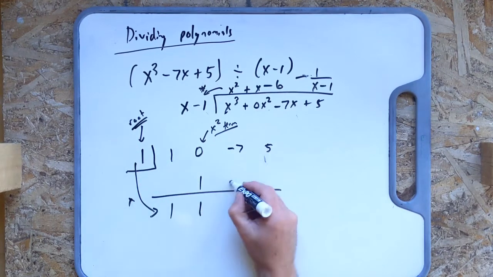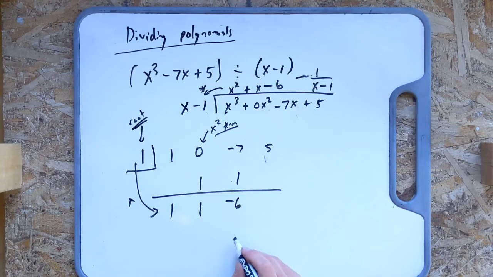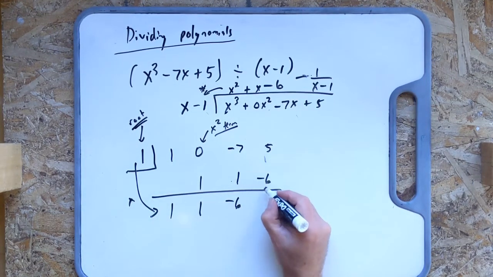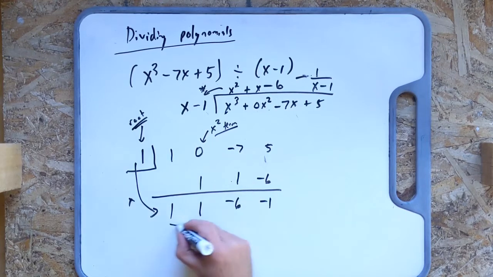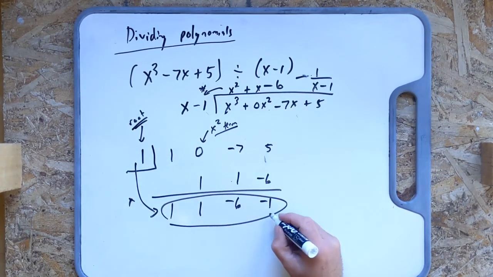Repeat it. 1 times 1 is 1. Negative 7 plus 1 is negative 6, right there. Multiply that again. Negative 6. Add them, and you get negative 1. There we go. That is the same answer as that, but we have to convert it back.